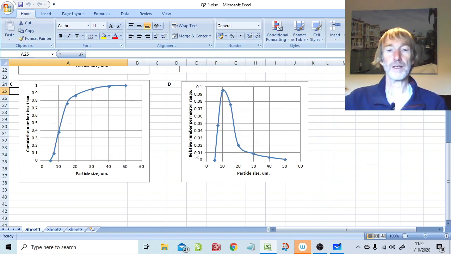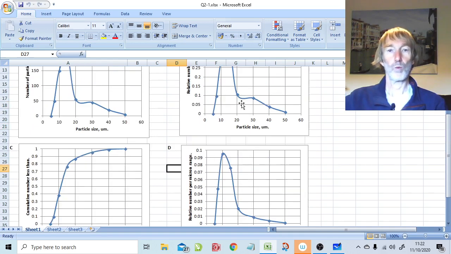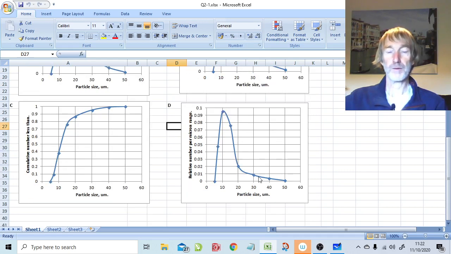And then the last curve here is the per micron range curve. Okay, so it's not a cumulative curve, it's the number of particles per micron range between 5 and 50 microns. It looks a little bit like what we saw for the 2 curves above, but you'll see there is a significant difference because we're dividing by the per micron range, so we've sort of normalized it out. So it's the curve that goes up and down, the classic bell-shaped curve.